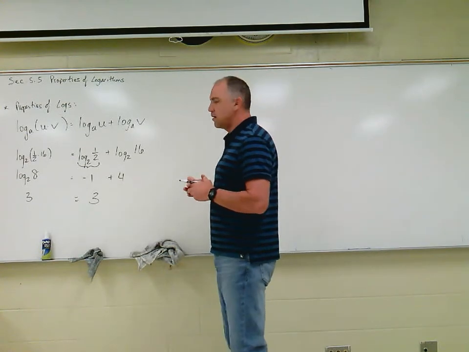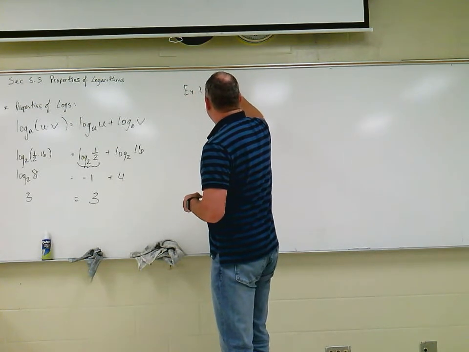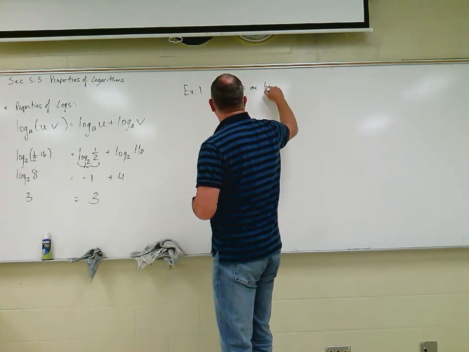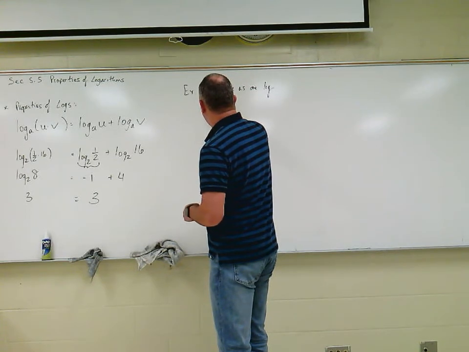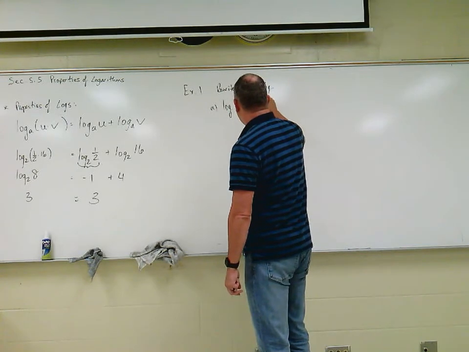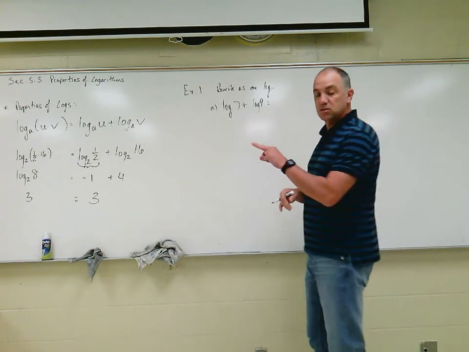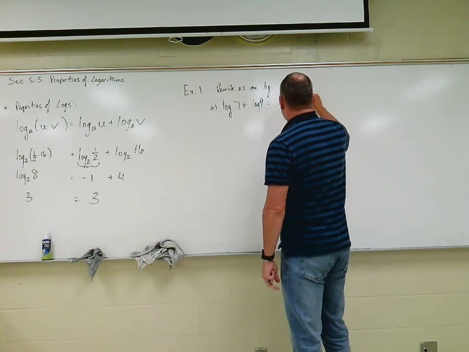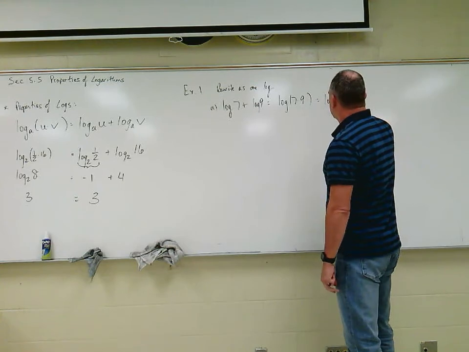So the one question might be, we'll start with example 1, rewrite as 1 log. So on part A, you might have log of 7 plus log of 9. You're going to say, okay, how can I write it as 1 log? Since it's 2 logs of addition, it's 1 log of multiplication. So it would be log of 7 times 9, which is log of 63.